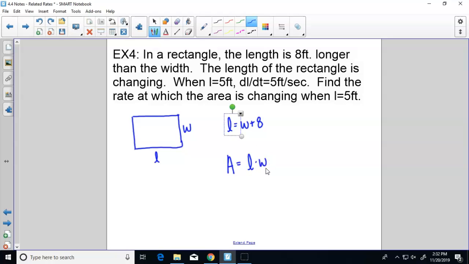However, if I do length times width, then that means I'm going to have a variable w. And if I have that variable w, do I know what w is at any point? I do not. Do I know dw/dt? I do not. So I really need this formula to be in terms of L. So I need all L's here. It would be easier actually to change to W's, but I don't have dw/dt.